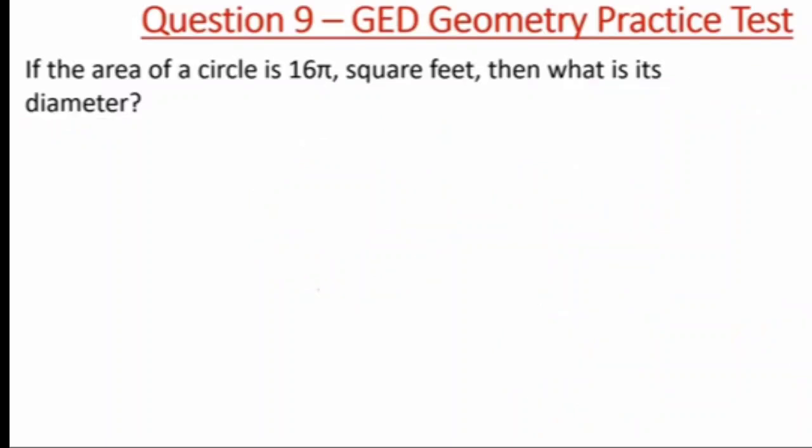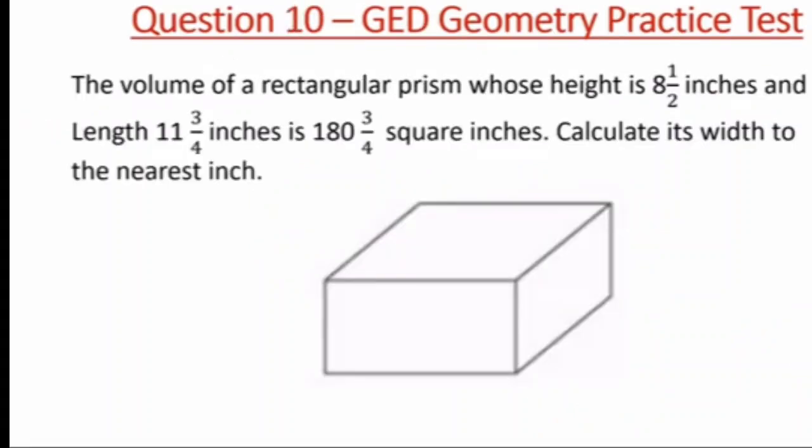Okay, now to the final question, question 10 of the GED geometry practice. We have a lot of fractions. It says the volume of a rectangular prism whose height is this and length is this. Calculate its width to the nearest inch. Now, what is the formula for finding the volume of a rectangular prism? It is V equal to length times width times height.